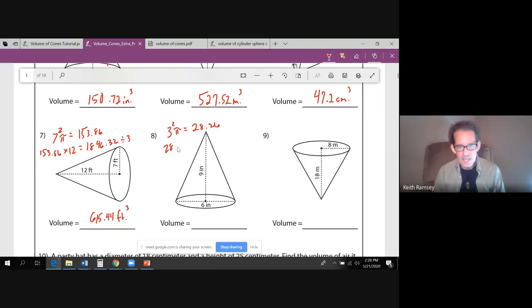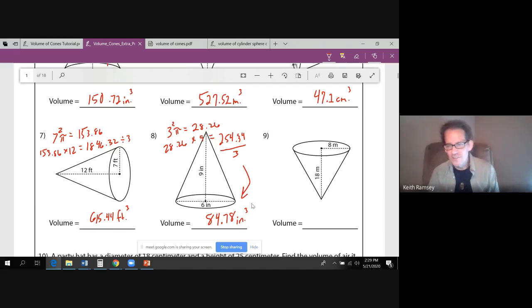So 28.26 times 9 should equal 254.34. And then I want to divide that by 3 to find my volume. So divided by 3 should equal 84.78 cubic inches.